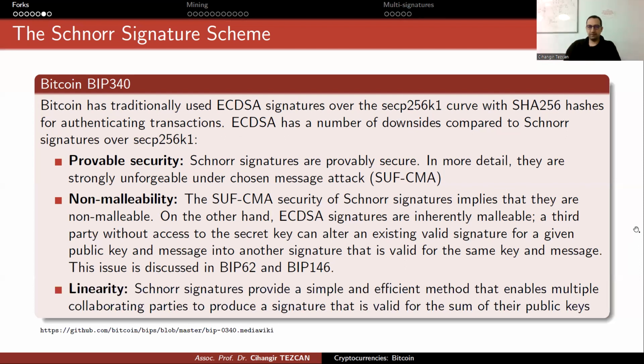Linearity, this is the important thing, and this is the thing we will talk about when we talk about multi-signatures. Schnorr signatures provide a simple and efficient method that enables multiple collaborating parties to produce a signature that is valid for the sum of their public keys. So in elliptic curve digital signature algorithm, when you need a multiple signature, for instance, assume that 5 people get together and sign a transaction. This causes 5 signatures in elliptic curve digital signature algorithm. In Schnorr signatures, those 5 people somehow combine their secret keys, and it turns out as if it is a single secret key, and then they sign the document. So this way you end up with a single signature, which is valid for all of them. Okay.